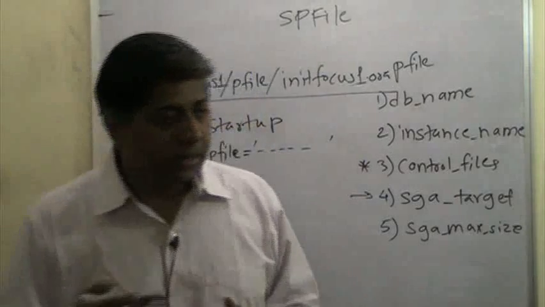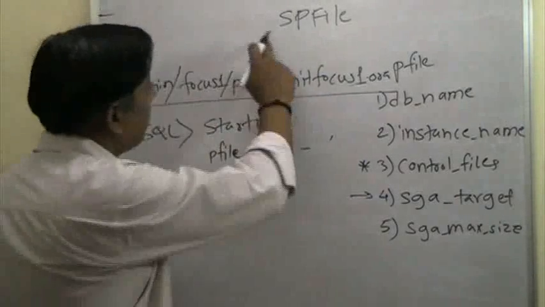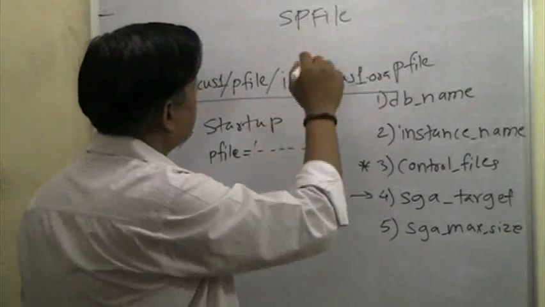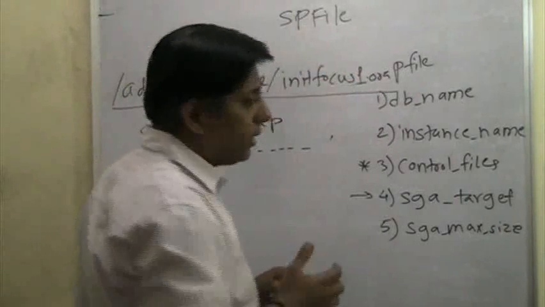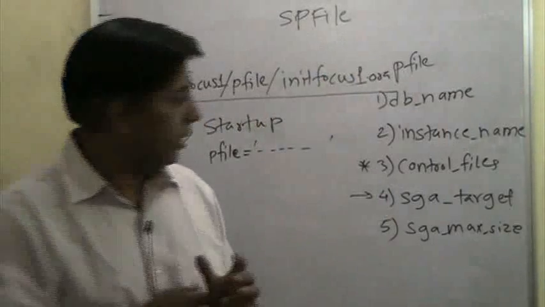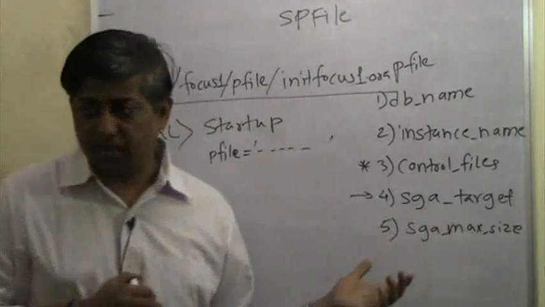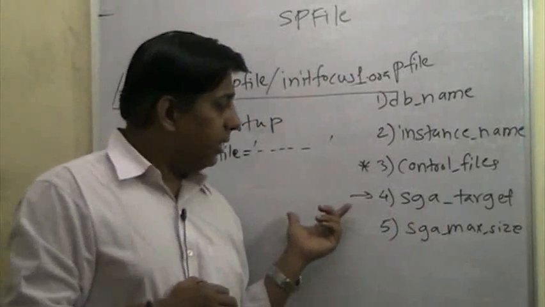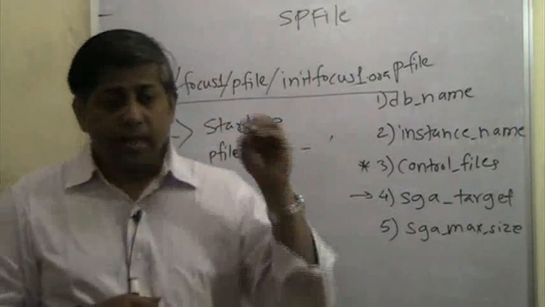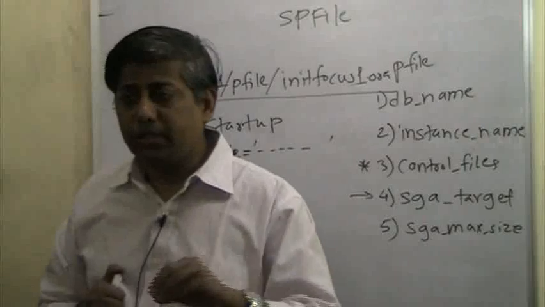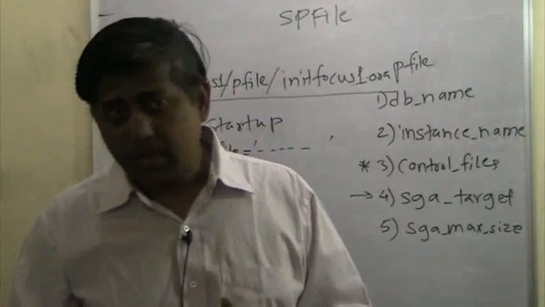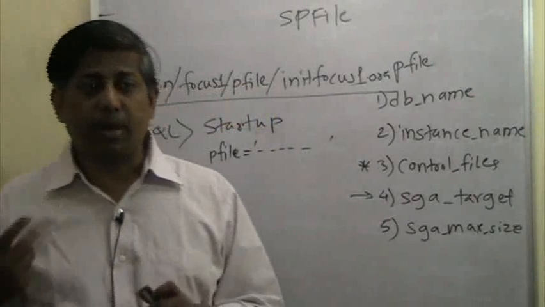And therefore Oracle introduced another file called the SP file, the server parameter file. This file is actually a binary file. The P file is a text file, the SP file is a binary file. And since it's a binary file, Oracle processes can go and change information. Oracle processes can make changes over there by executing certain commands.